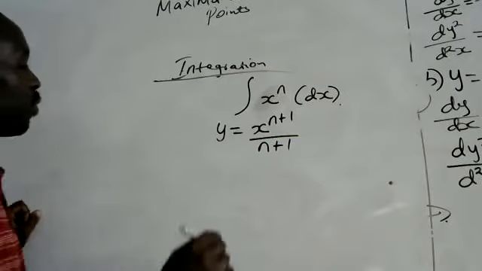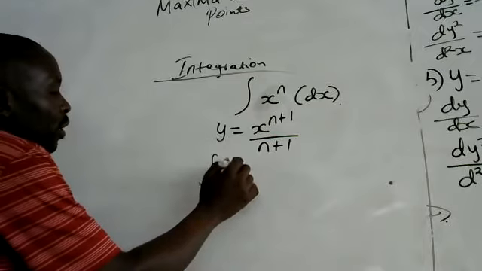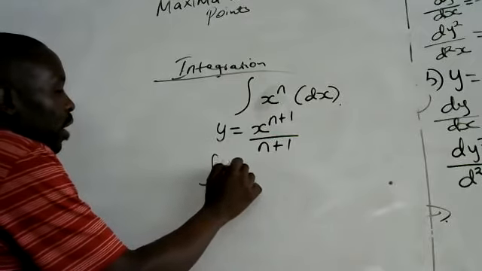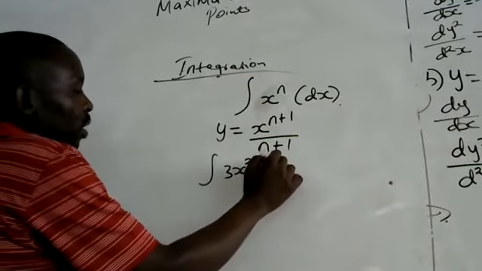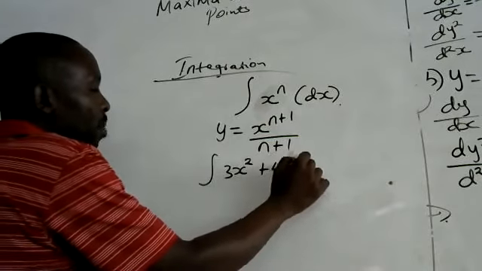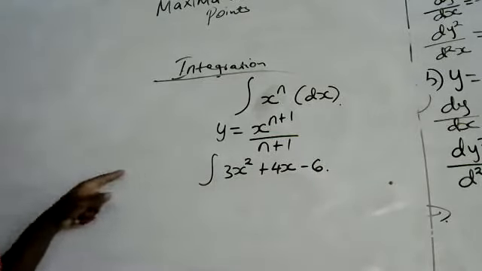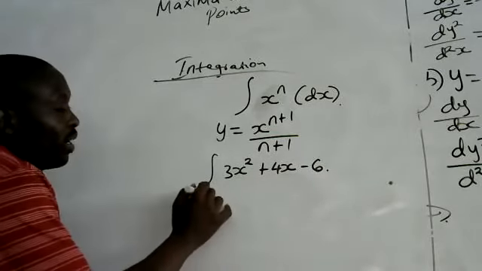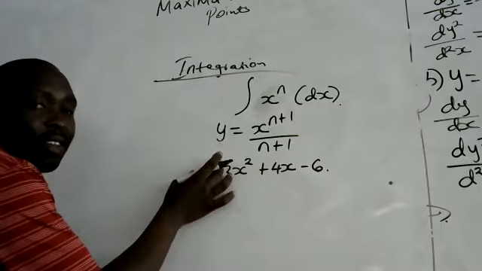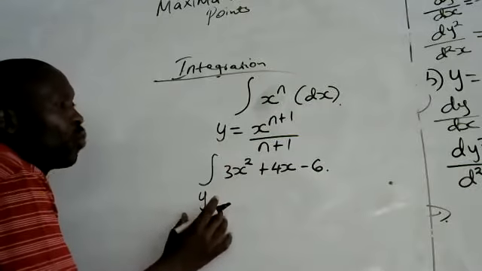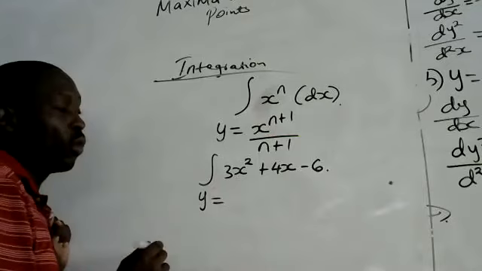So, if you are going to differentiate, maybe it is 3x squared plus 4x minus 6. You are told to integrate that. What you will get now is y, so whatever you have here is dy over dx. What you need now is to get your initial y equals to. This is what will happen.